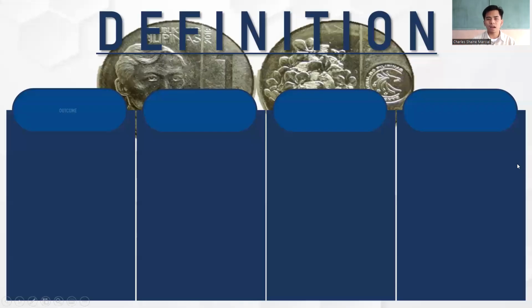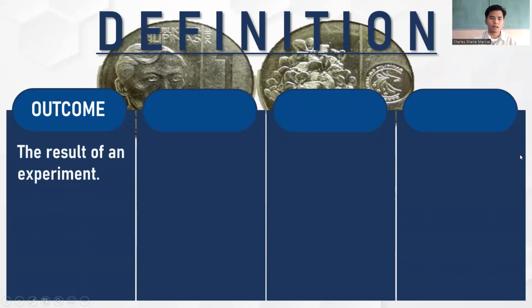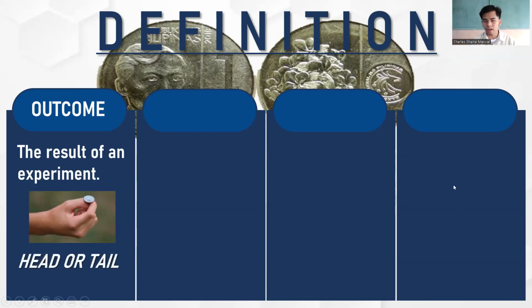Next, let's start with outcome. Okay? Ito na yung sinasabi ng outcome kapag meron tayong experiment. Now, let's say we toss a coin. Pag sinabi nating outcome, it is the result of an experiment. Now, for example, nag-toss tayo ng coin, ang kalalabasan niya is head or tail, of course. Okay? So, since meron na naman tayong face of a coin, of course, dalawa lang din yung outcome na makukuha natin.